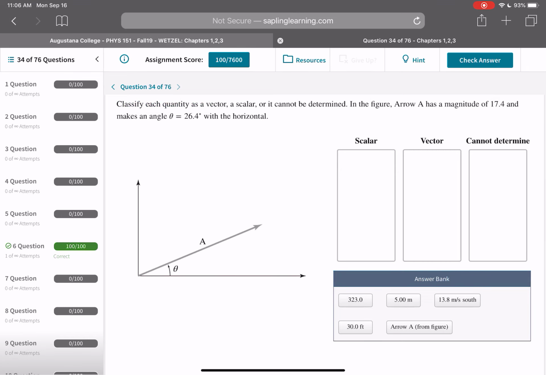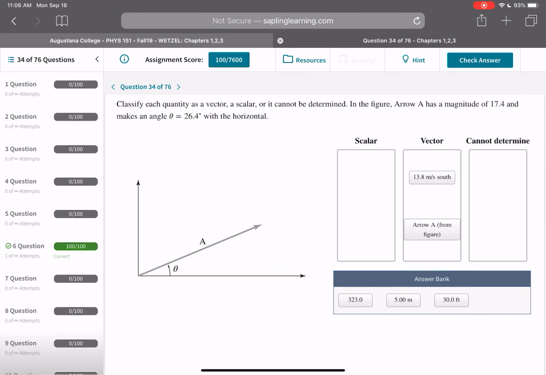Classify each quantity as a vector, scalar, or cannot be determined. So a scalar, arrow A is a vector, right? 13.8 meters per second south is a vector. The last three are scalars.